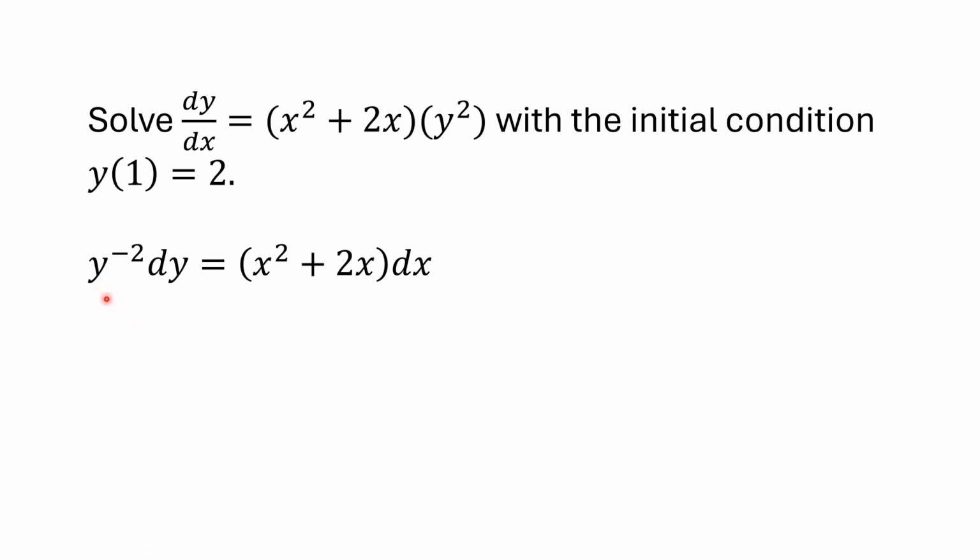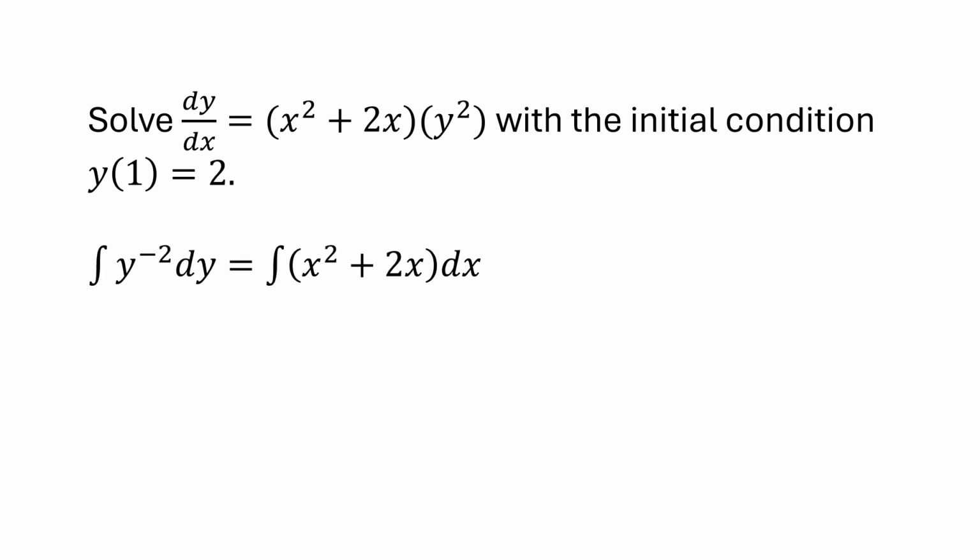Next, we look at the separated equation: y to the negative 2 dy equals the quantity x squared plus 2x dx. We integrate both sides. The integral of y to the negative second dy equals the integral of x squared plus 2x dx. Well, here we have all y to the n, x to the n type terms.